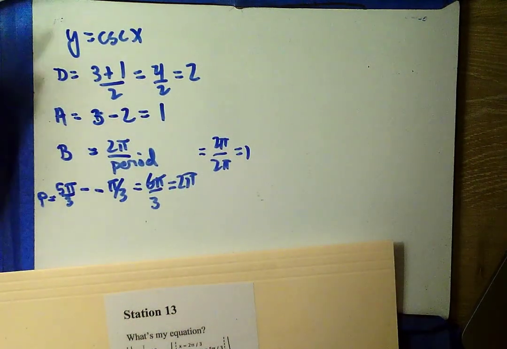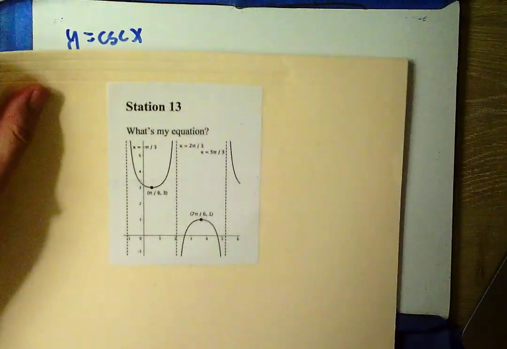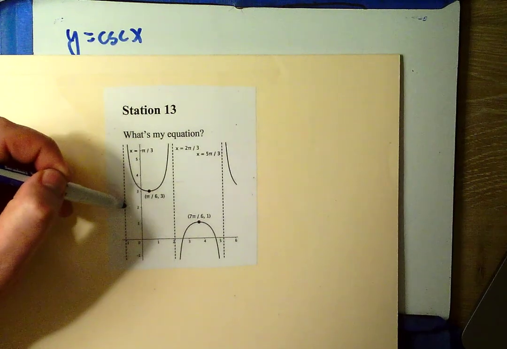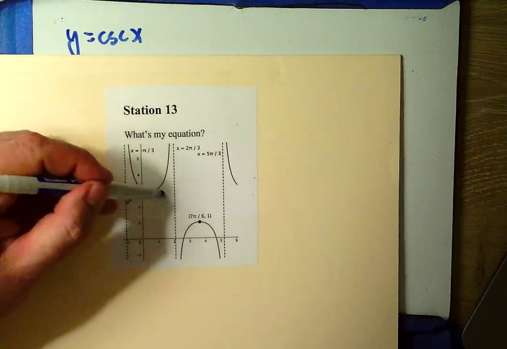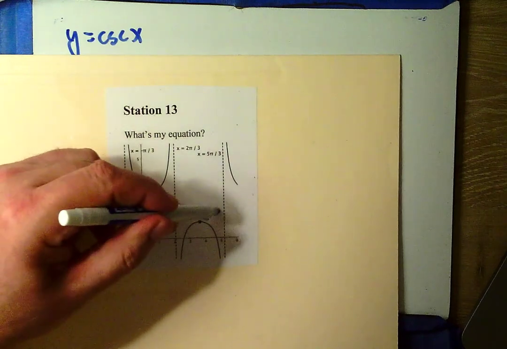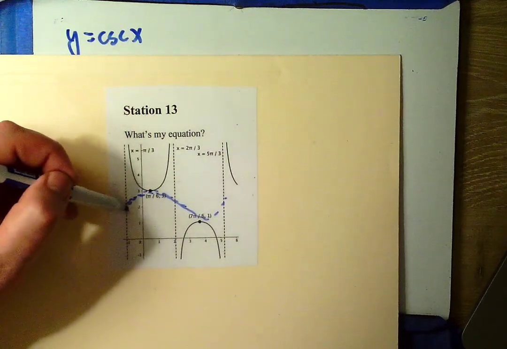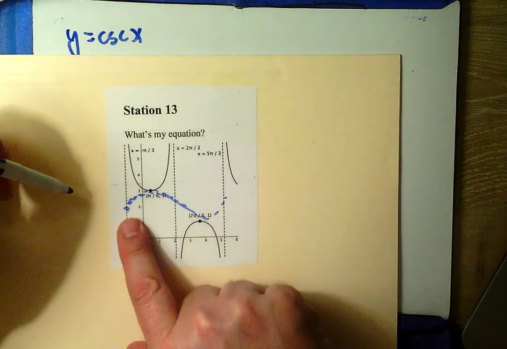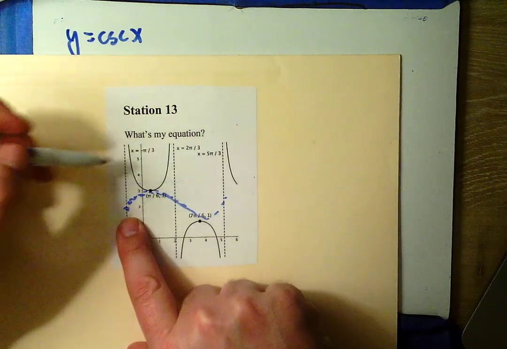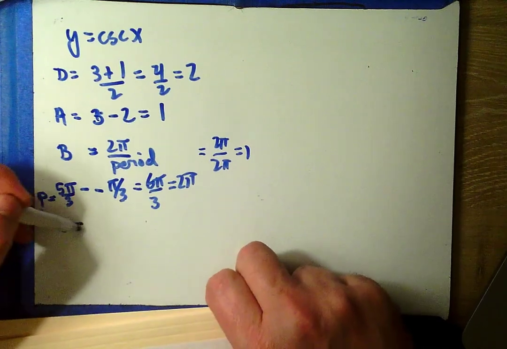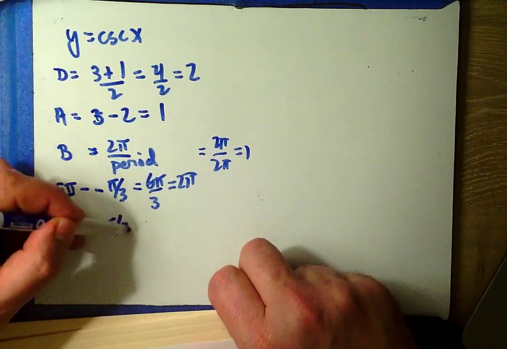Now, what about our c value? Well, our c value, remember, we started with a sine graph. And our sine graph would be 0 here. This is the normal 0 point. So where it's not at 0 anymore, it's at negative pi over 3. And so I think my c value then is negative pi over 3.